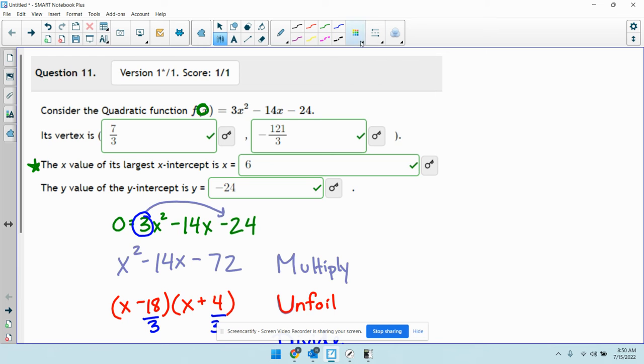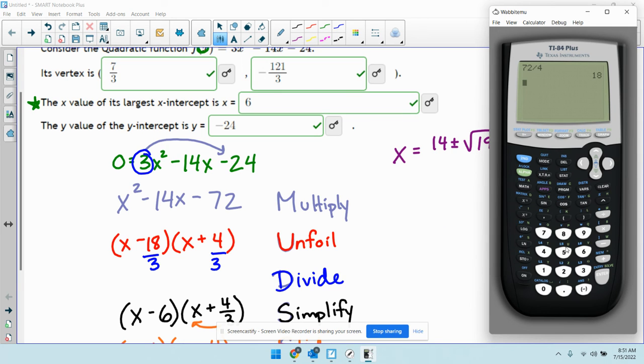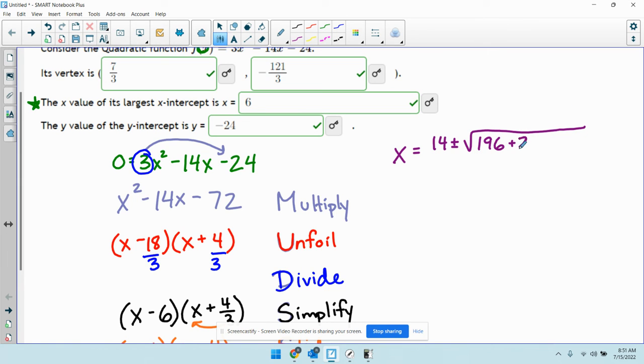It can also be done using the quadratic formula. So I'm just going to run through this quickly. If I use the quadratic formula, I get x equals negative b, which is positive 14, plus or minus the square root of b squared, which is 14 squared, 196, minus 4 times 3 times negative 24. It's minus negative 288, so it's going to be plus 288, all over 2a, which is 6.